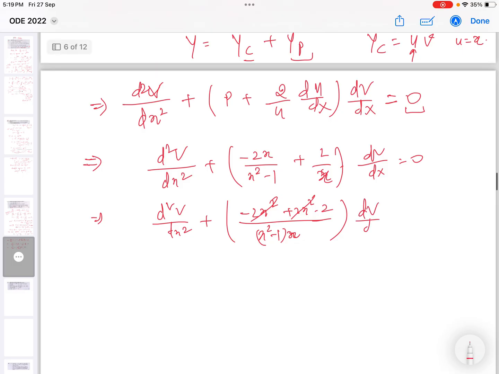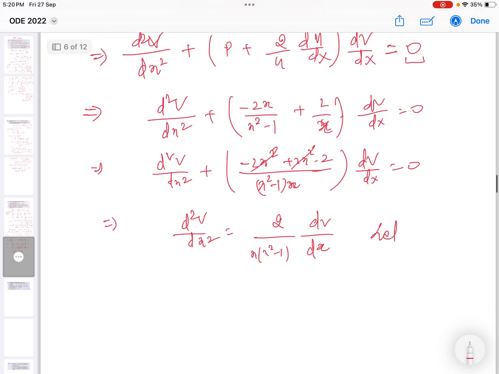So d2v upon dx square, put it on the right hand side, so it becomes 2 upon x square minus 1. Let's assume that p is equal to dv upon dx. Why? Because it will be easier for us to solve this equation. So it becomes dp upon dx, 2 by x upon x square minus 1, then it becomes p.